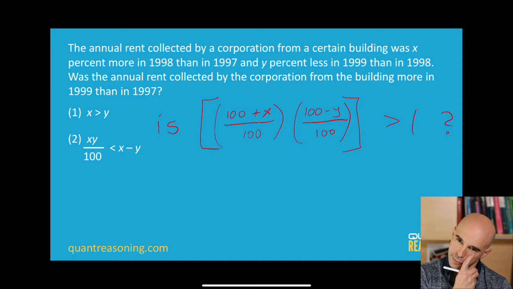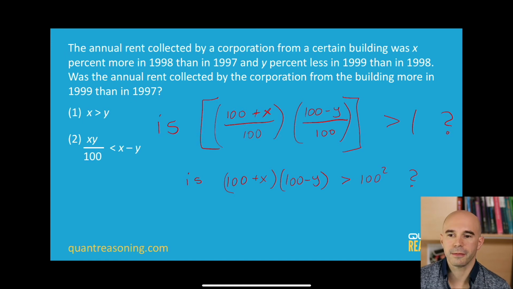So in this case, I don't think we can completely avoid doing algebra. But the algebra isn't going to be super difficult. I think we should start by multiplying the whole inequality by 100 squared, and multiply by 100 twice because we've got 100 in each of those denominators. So what we'd be left with is (100 + x)(100 - y), right, is that greater than 100 squared?